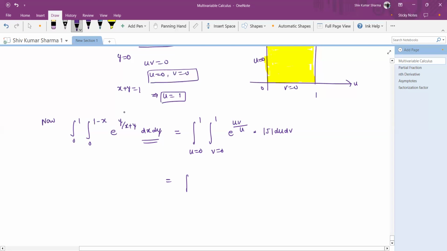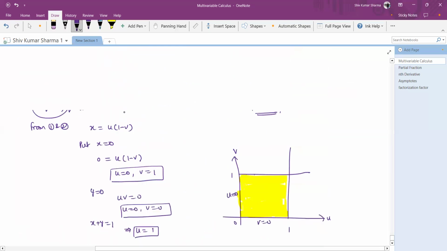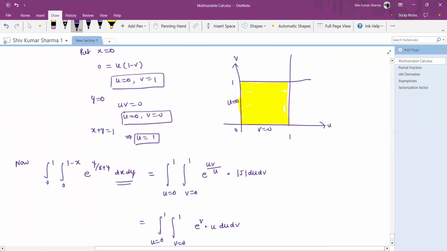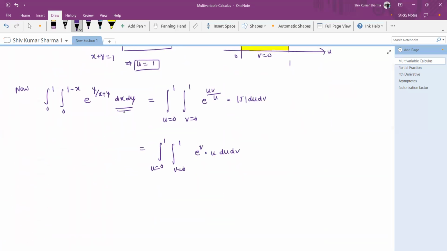So this can be written as u equal to 0 to 1, v equal to 0 to 1, e raised to the power v, and the Jacobian is u, du dv. The Jacobian we have already solved; this gives us u. Now we just solve this integral. Both limits are constant, so we can integrate either one first. First we integrate with respect to v.